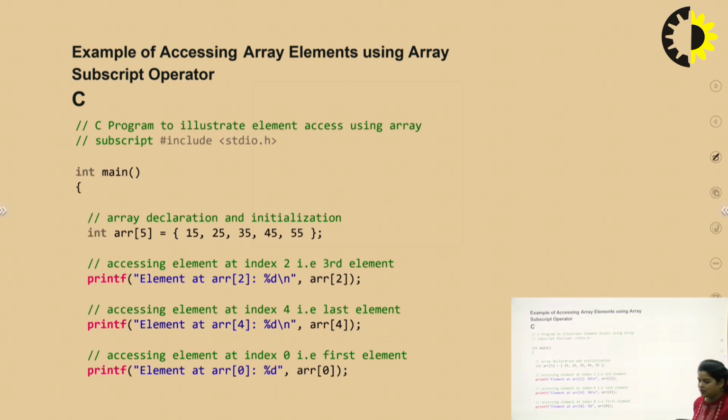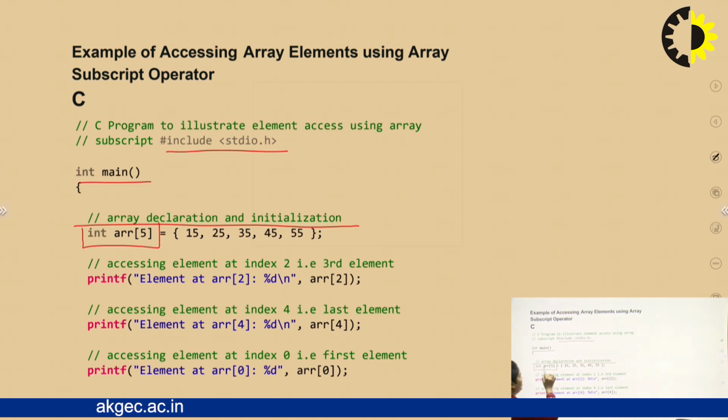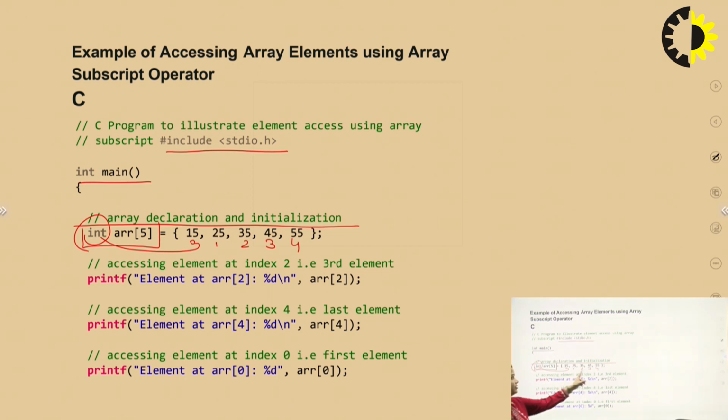Let's see how to access elements with the help of code. What do we have to write inside the code in order to access those elements? Example of accessing array elements using the array subscript operator. In a program, you need to include stdio.h, then main. Now the declaration and initialization of an array. We are declaring this array with these elements. These are the indexes 0, 1, 2, 3 and 4, and these are the elements.